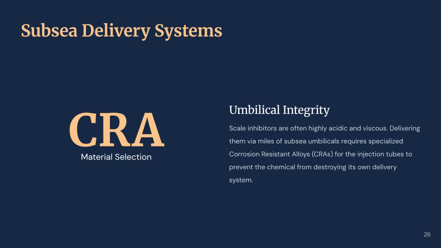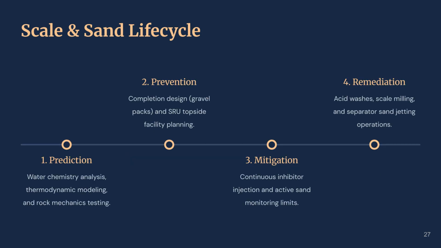Subsea delivery systems require careful material selection. Because scale inhibitors are often acidic and viscous, delivery tubes in subsea umbilicals frequently utilize corrosion-resistant alloys to ensure the system itself does not fail during injection. Managing scale and sand is a life cycle process. It starts with prediction through analysis and modeling, followed by preventative completion design, mitigation through injection and monitoring, and finally, remediation using washes or mechanical operations.